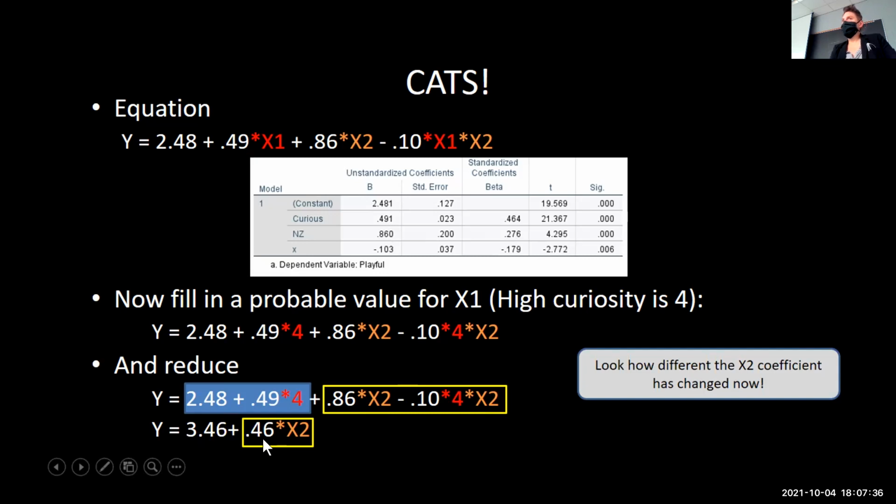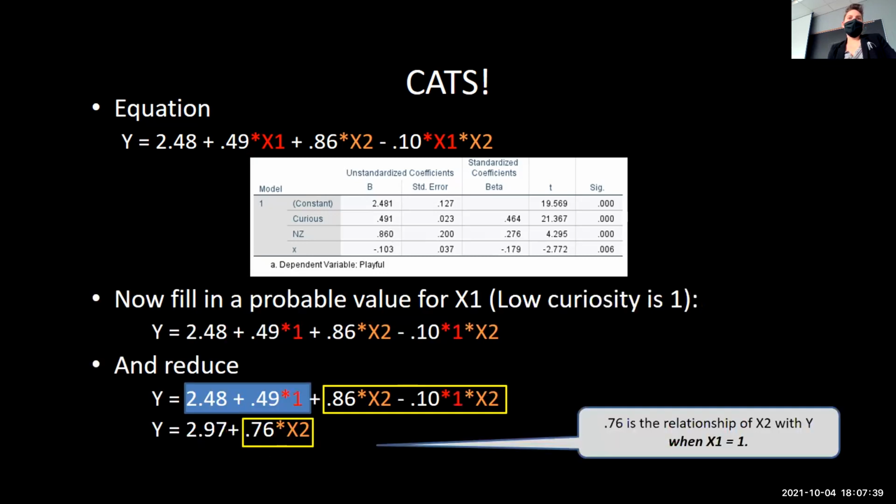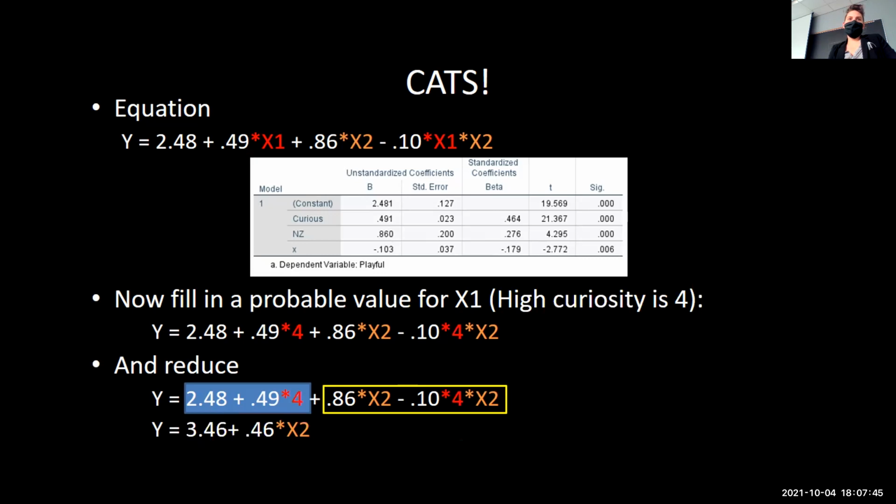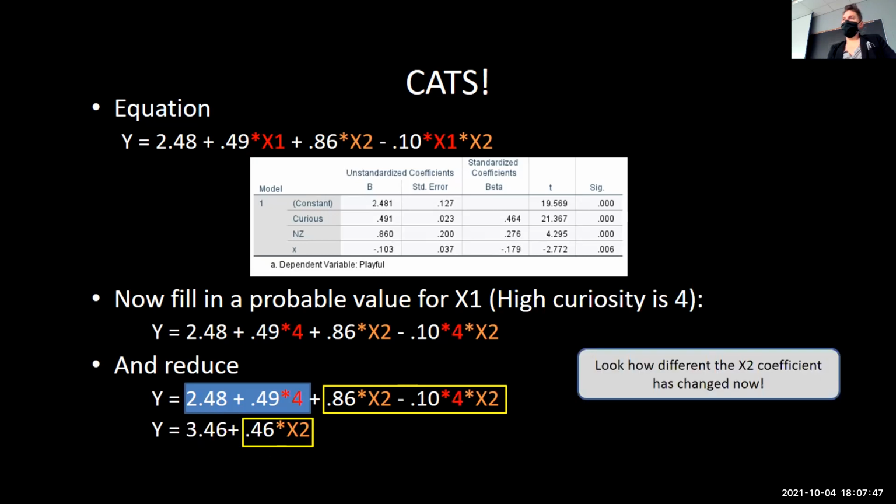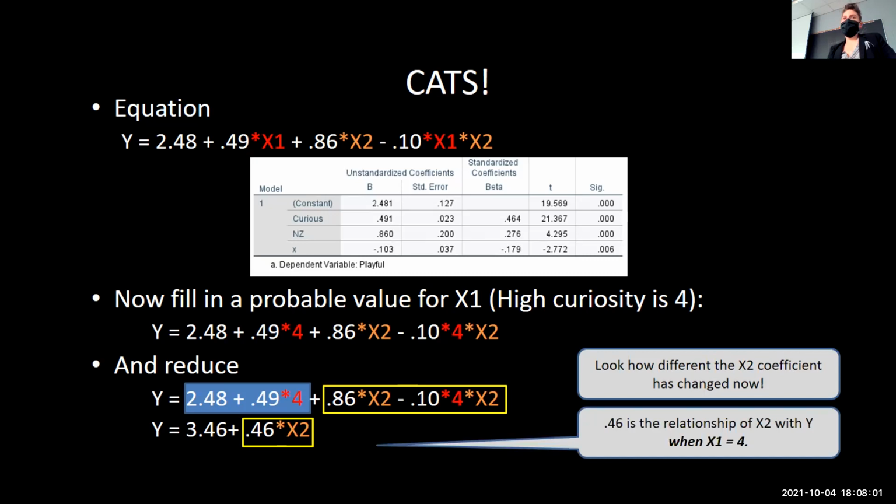Look at how different that coefficient is. Before, it was 0.76 when curiosity is 1. And when curiosity was 4, it's now 0.46. The slope is different because of where I am on curiosity. So 0.46 is the relation of x2 with y when x1 equals 4. I just wanted to walk through how the math plays out to give you those different slopes.